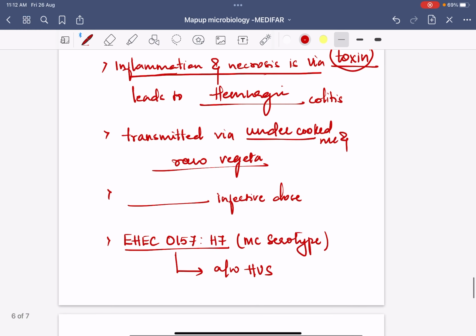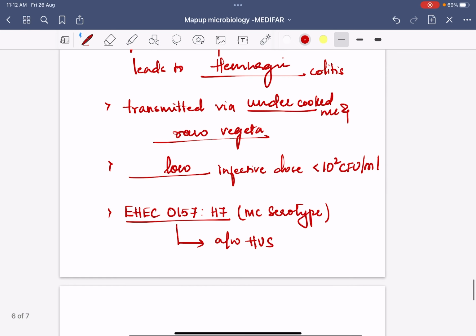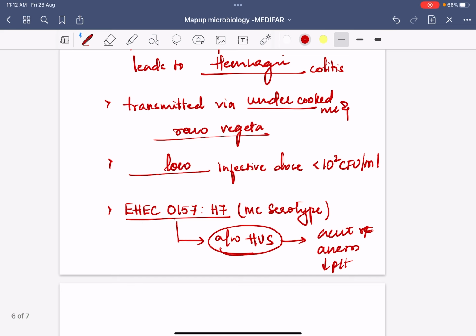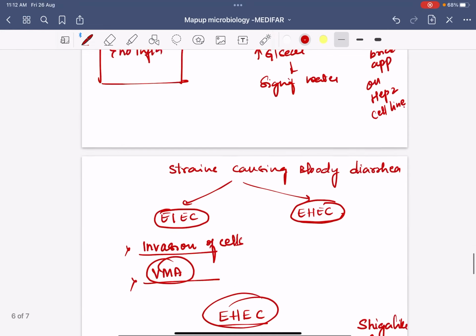And this enterohemorrhagic E. coli has a low infective dose, that is less than 10 power 2 colony forming units per ml. And the important serotype to be remembered in EHEC is O157:H7. It is associated with hemolytic uremic syndrome. It is acute renal failure associated with anemia, thrombocytopenia, okay, due to microthrombi formation. Okay, this is about strains causing diarrhea.